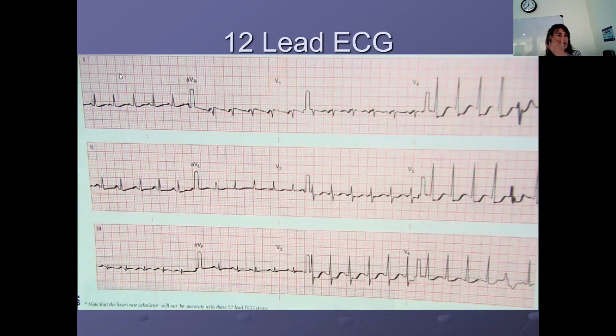So from your limb leads on your arms and feet, you get lead 1, lead 2, lead 3. You get AVR, AVL, and AVF. So those 6 views are coming from your limb leads. Then from your chest leads, you get V1 through V6. And they look different because they're just looking at the heart from different views.